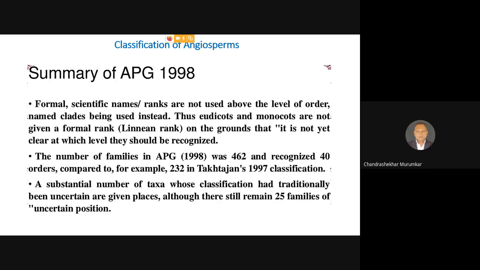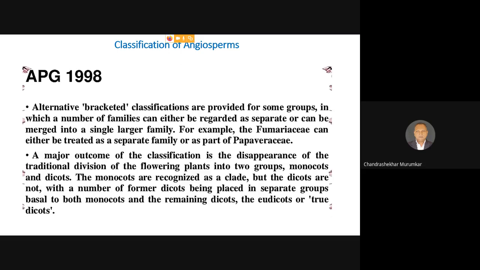So today, in APG 3, alternative bracketed classifications are provided for some groups, in which a number of families can either be regarded as separate or can be merged into a single larger family. So the subfamily was again grouped together in a bracketed form. For example, the Fumariaceae family can either be treated as a separate family, or it may be treated as part of Papaveraceae, because it belongs to the Papaveraceae by natural common character and domain.